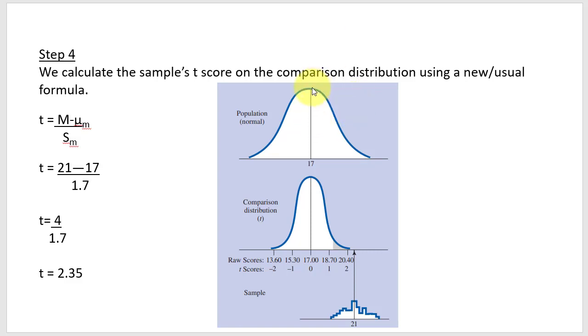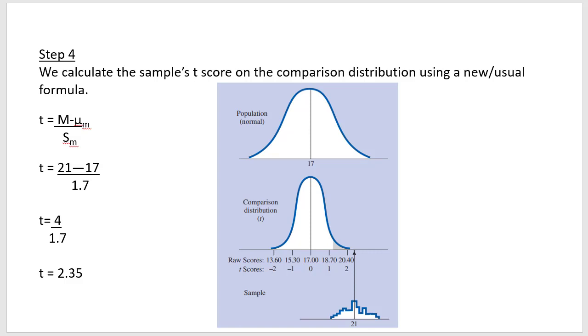Here's what we see here. Our population has a mean of 17. Our comparison distribution has a mean of 17, with a standard deviation of 1.7. And our t-scores are identified here, where a t-score of 0 means it's on the mean. One standard deviation is one t-score. Two standard deviations is two t-scores. Our result is at 2.35 t-scores above the mean.